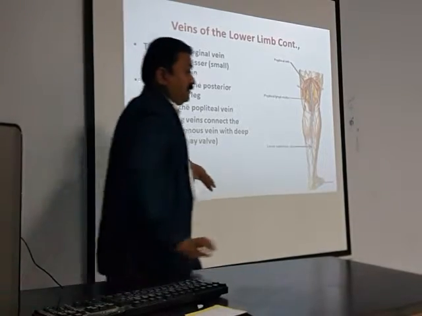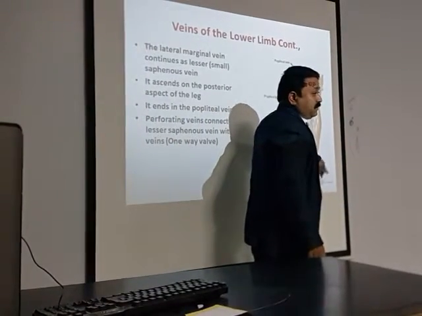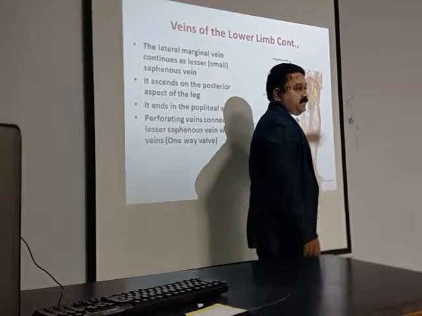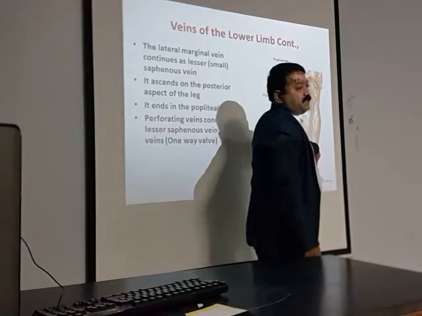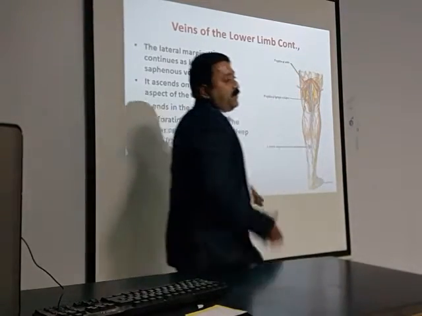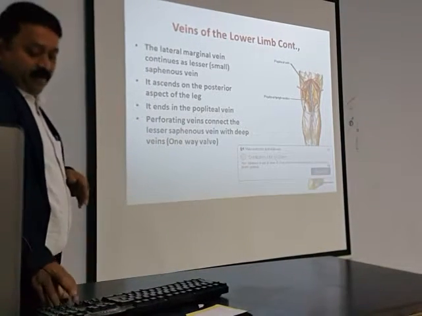The dorsal venous arch, lateral side, it ascends as the lateral marginal vein. So the medial marginal is the great saphenous vein, whereas the lateral one is the small saphenous vein. The small saphenous vein drains into the popliteal vein. The great saphenous vein drains into the femoral vein.